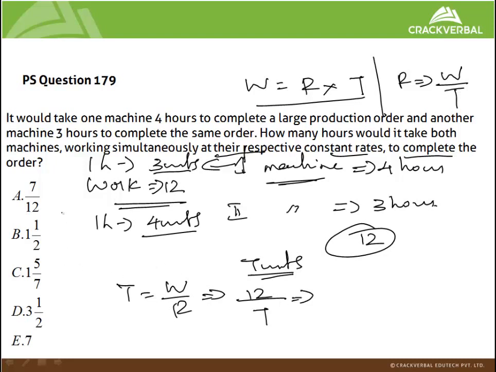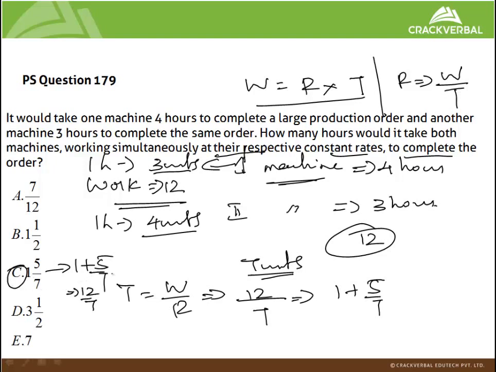But if you look at it, the options are in mixed fractions, so we can write this as 1 plus 5 by 7. 1 plus 5 by 7 is nothing but 7 plus 5 divided by 7, which is 12 divided by 7. How to split a mixed fraction we have seen already. Split like this, addition between 1 plus 5 by 7, which is nothing but 12 by 7. The answer option has to be C.